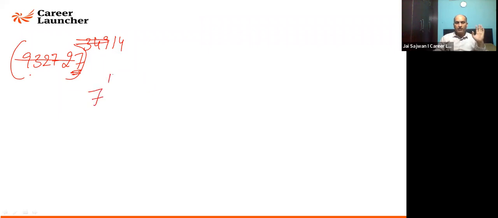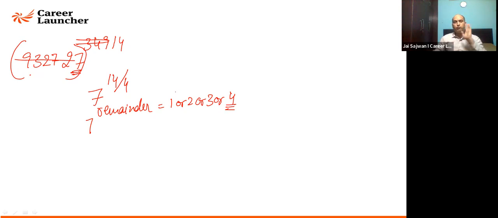So the number left here is 7 to the power of 14. I'll divide by 4 and write the remainder. When you divide by 4, the remainder can be 1 or 2 or 3. Don't write 0. If the remainder is 0, write 4.